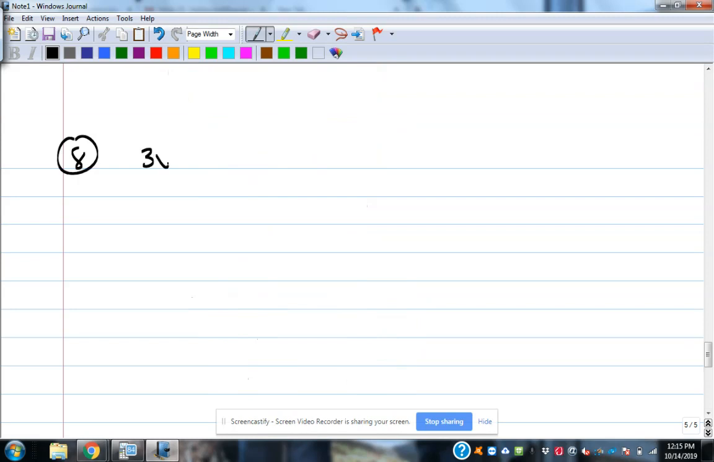Say we had 3x squared plus 10x plus 6 is equal to negative 2.